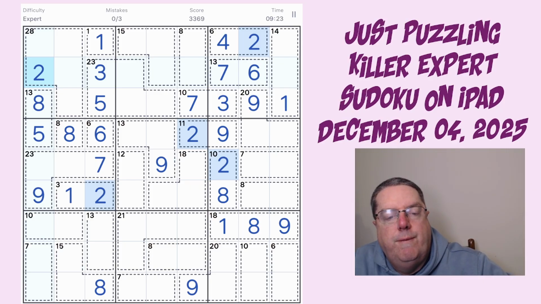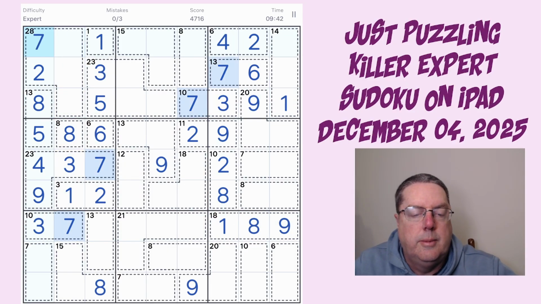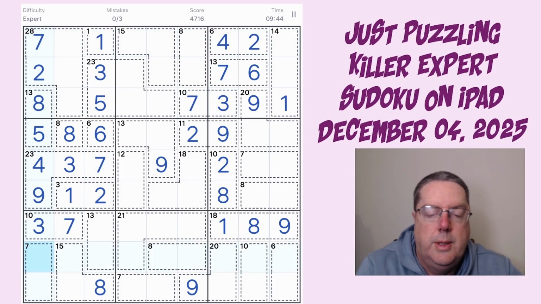1, 2, 3, 4. 4 is here, so that means that can't be a 4, so that's a 4 there, leaving this to be a 3. 3 comes down here, 3 comes down here. I need that to be the 3 for the 7. And so 7 comes up here, so that's a 7 there. Still got 1, 6 here.